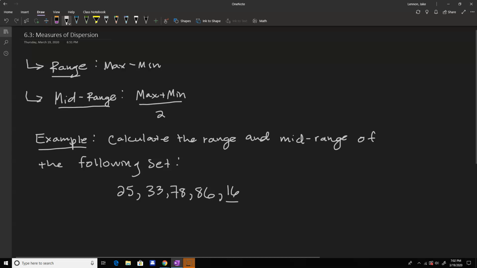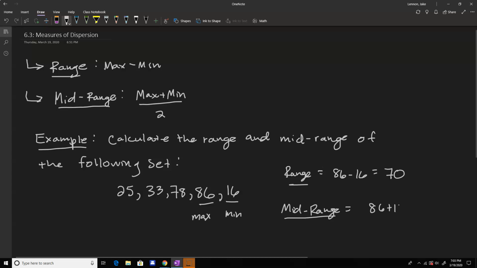So our smallest value here is 16. This is our minimum, and our largest value here is 86. That's our maximum. So we know that our range is going to be 86 minus 16, which gives a value of 70. So the distance between our largest and smallest values is 70, and the mid-range, which is the average of those two quantities, is 86 plus 16 over 2, which is 51. So that's another way to think about the middle.